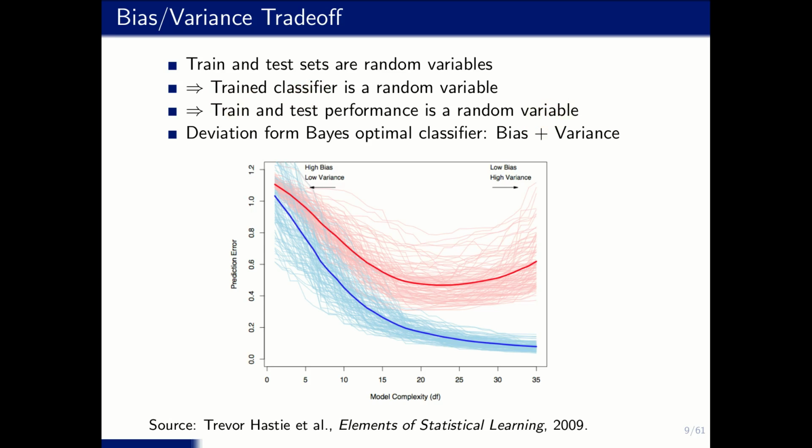If we now do this experiment and draw 200 different train and test sets, and at the same time we play with the model complexity, like in the example from last time where we increased the degree of polynomials, or in general the number of parameters in our machine learning model.